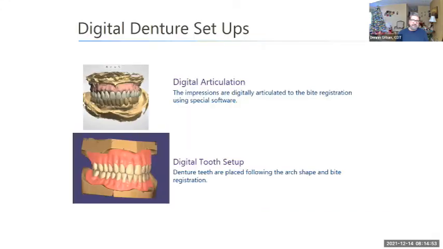Technology is great though. With the digital articulation, the impressions are digitally articulated to the bite registration using special software. And for the digital tooth setup, digital denture teeth are placed following the arch shape and bite registration. So we actually have full arch setups that come into place in a matter of seconds, and we'll show you that in a little while.